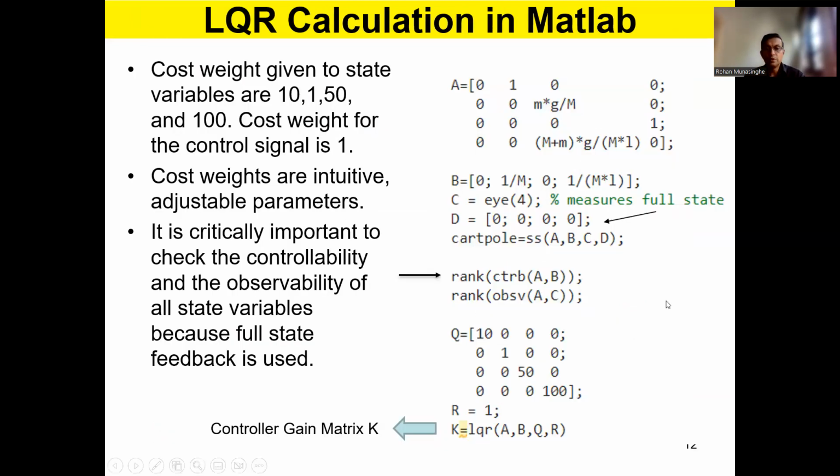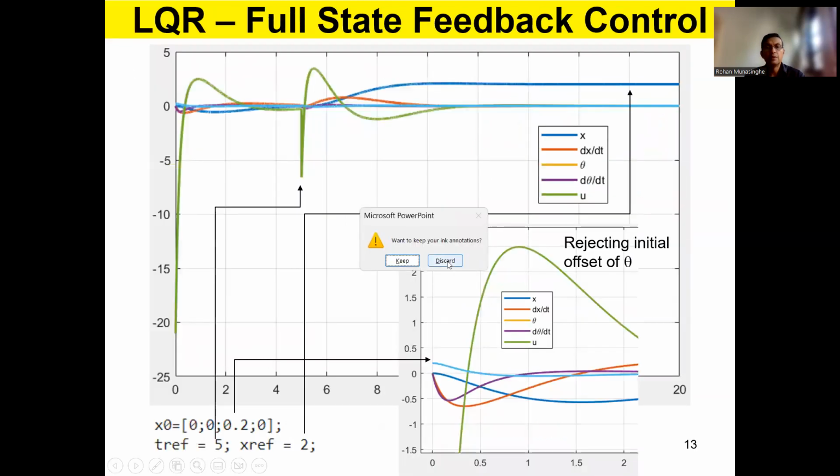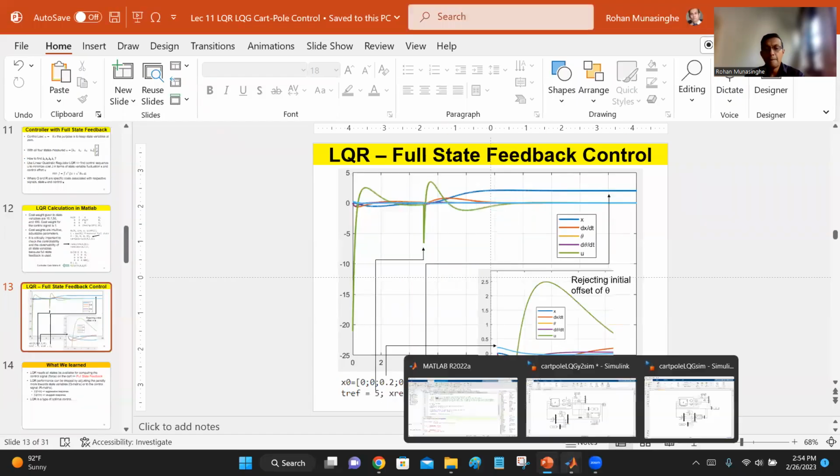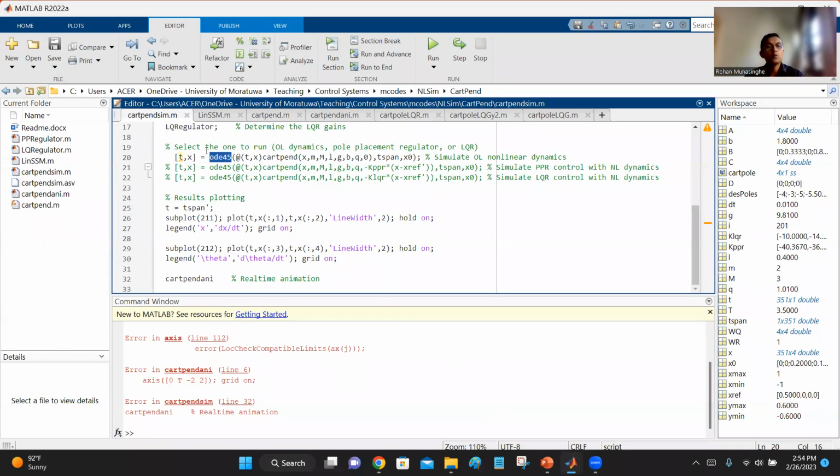Right. Now let me go back to MATLAB. And comment this line and uncomment this line, right? So in this line, what I do is I simulate the pole placement regulator. Now, there is a regulator, a controller, right, which will try to stabilize the plant.